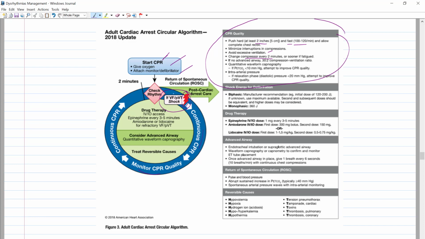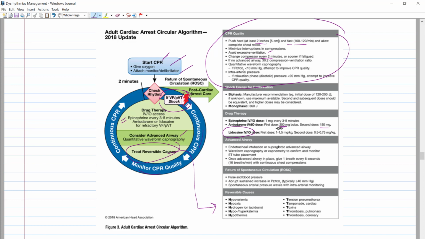And then, what drug do you give? You give epi every 3 to 5 minutes. It's 1 milligram every 3 to 5 minutes. You give amio. This is the dosing here on your right side. You give a 300 milligram bolus, second dose is 150. If amio is not working, you give lidocaine. Consider an advanced airway, so endotracheal tube, and treat reversible causes, which you have to investigate if the possible causes are in this list, the H's and the T's. And hopefully, your patient will come back.